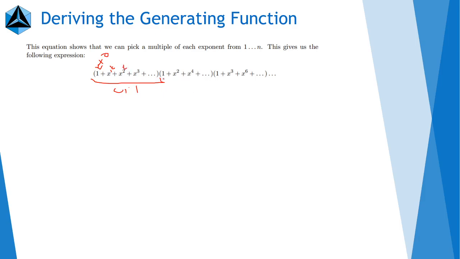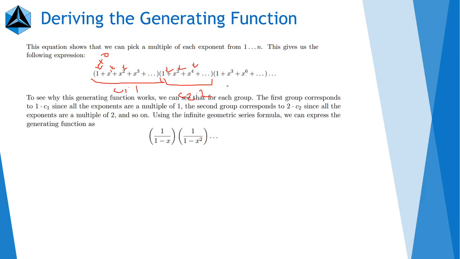And we can do the same logic here for c2 times 2. Here we're picking 0 2s. Here we're picking 1 two. Here we are picking 2 2s, and so on infinitely. And the same thing for 3, and the same onwards. So, to see why this generating function works, I've just explained that.